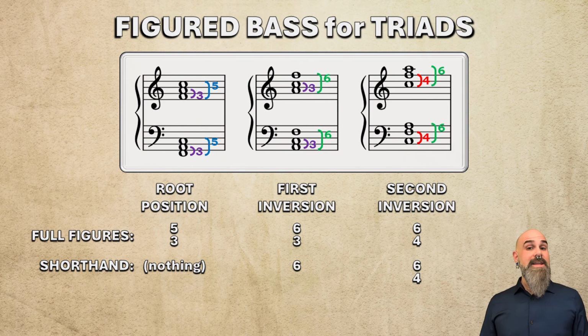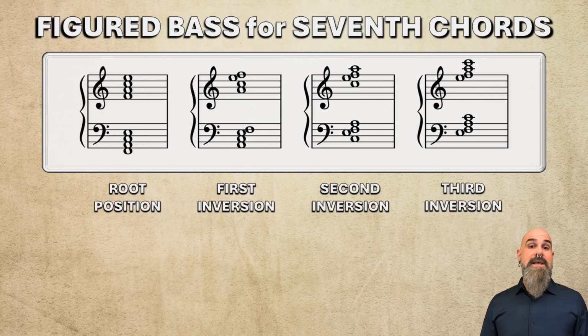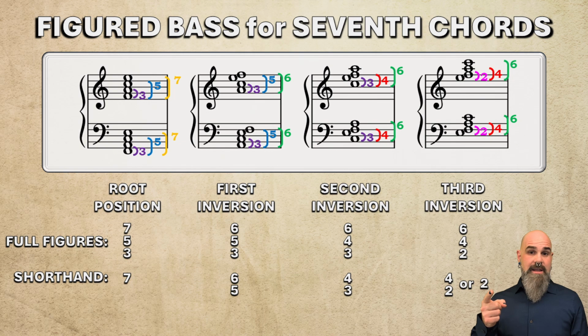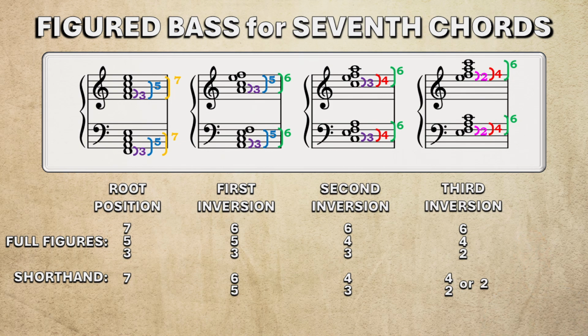Today, we're taking it to the next level by looking at 7th chords and their figured bass numbers. 7th chords have 4 notes, so they have 4 possible positions. We'll add a 7th on top of our F major triad, making an F major 7th chord. We have root position with the intervals 7-5-3, or 7 in shorthand. First inversion with the 3rd in the bass, 6-5-3, or just 6-5.